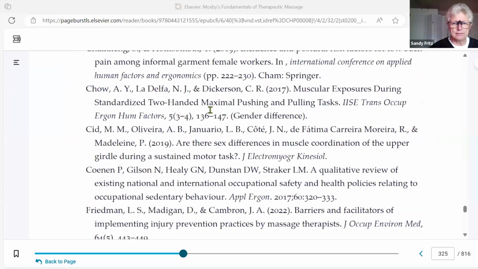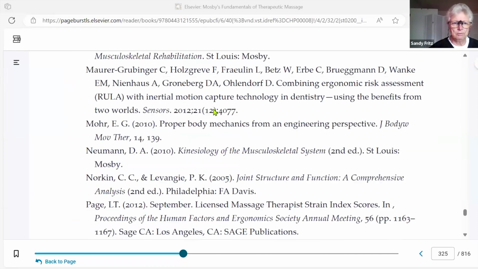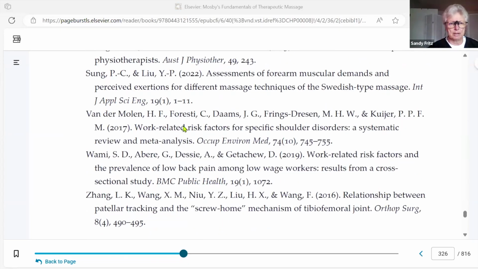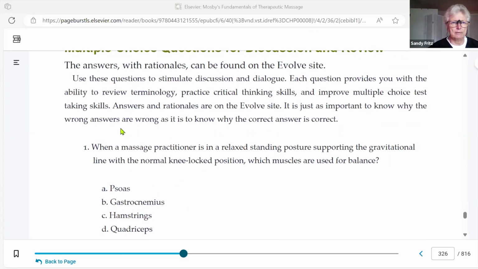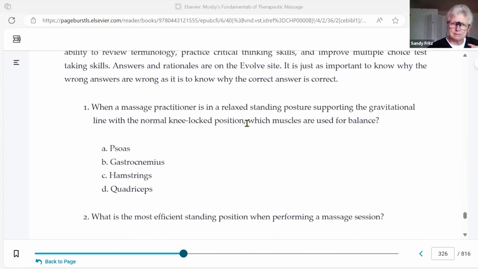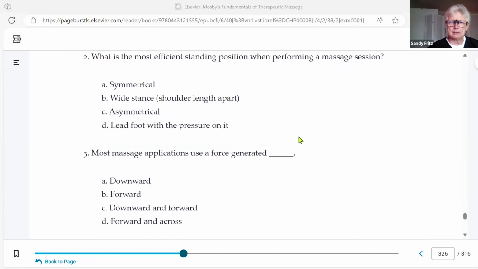Here are all the references. Important to know that this just wasn't an opinion coming out of my head. Unfortunately, that's way too common in this particular content area. And then slow down, pay some attention to these questions. They give a decent example of how you might see this content written in question form on the MBLEX exam.